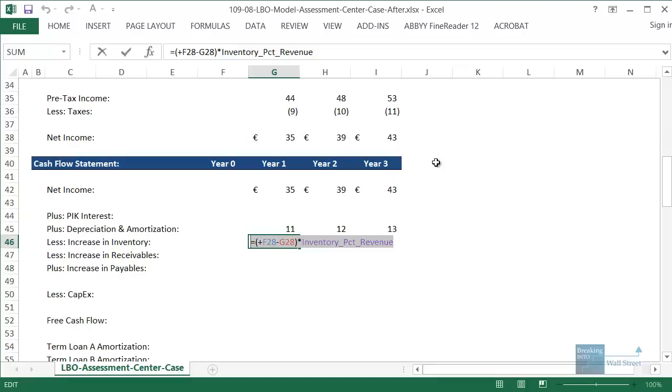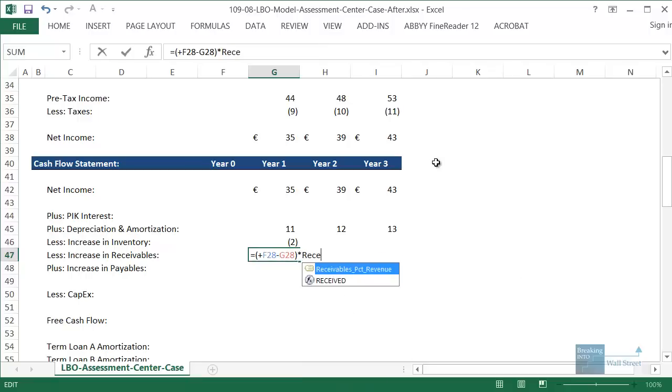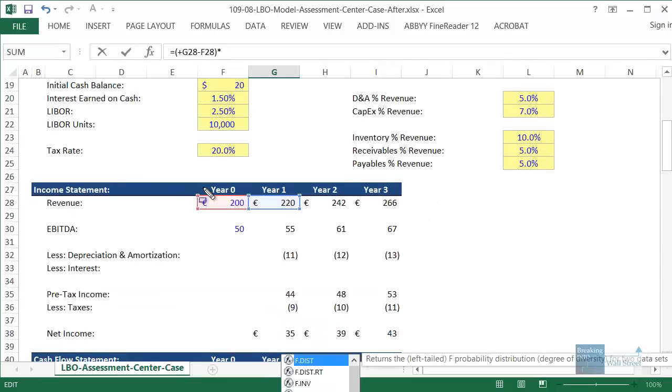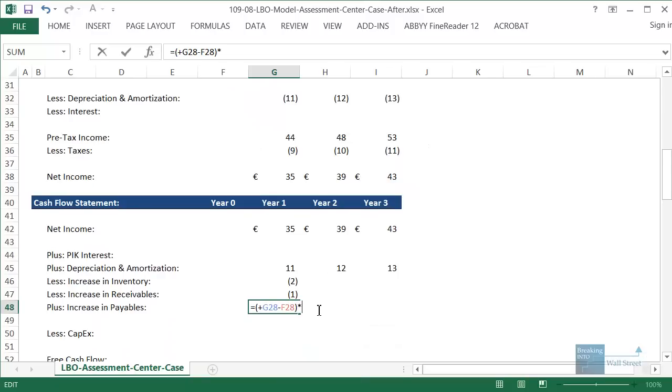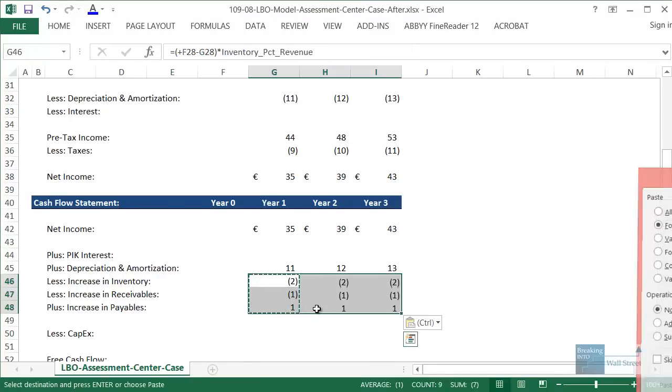And then we can take the same formula for the receivables and just multiply by receivables as a percent of revenue. And then for payables, here we have the opposite scenario. Here, as this goes up, as revenue increases, payables go up, which actually boosts our cash flow. So I'm going to multiply by payables as a percent of revenue, and then we can copy this across as well.